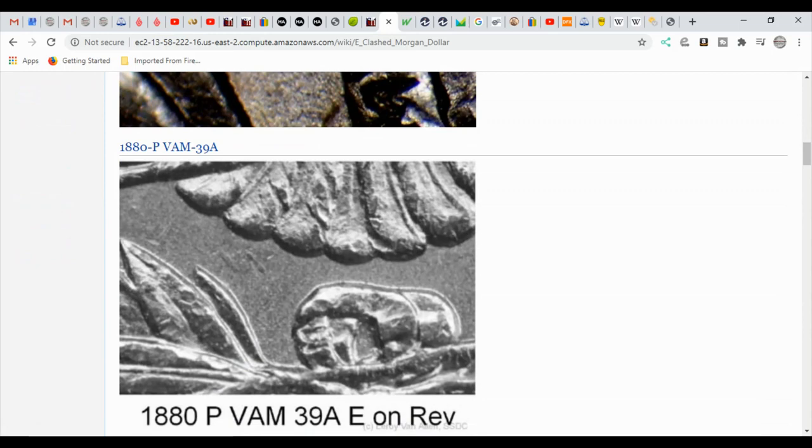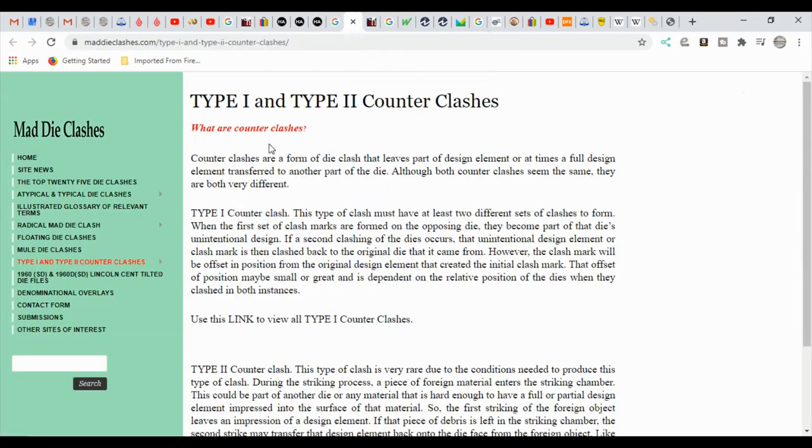But anyways, getting back to the counter clashes, if we come over to maddieclashes.com and look at type 1 and type 2 counter clashes, a type 1 is when the dies clash and then they clash again. And they'll impart the clashed design elements onto the other opposing die for the second time. And what happens is that strikes the coin and you'll have obverse and reverse as well as the design itself on the die. Now, these are not as easy to identify. A lot of people get these mixed up. It is worth studying before you think you have one. You need to really learn this.